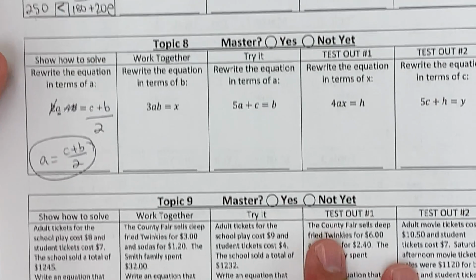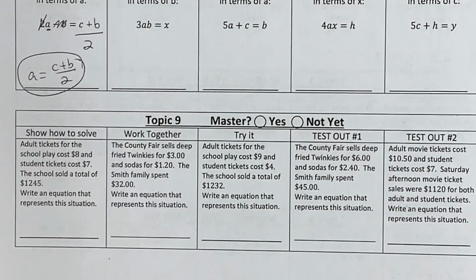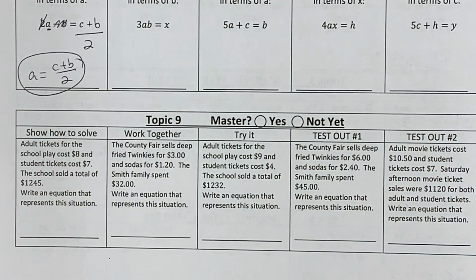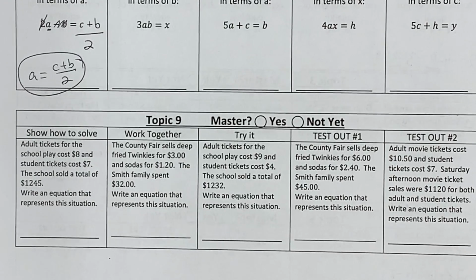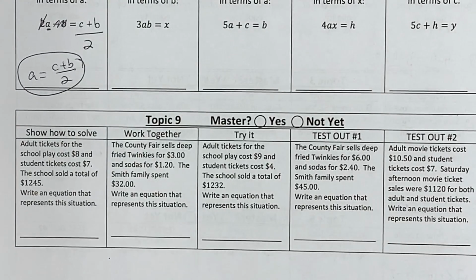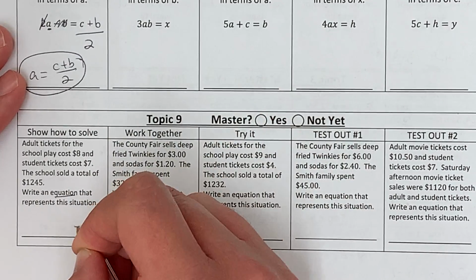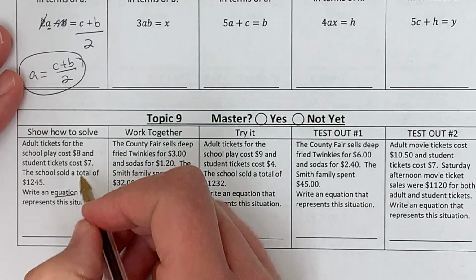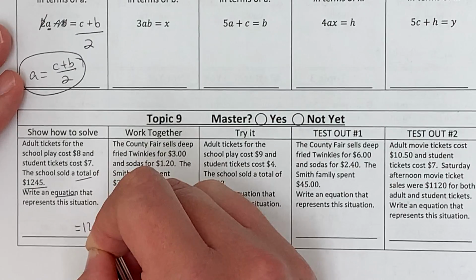All right, last one. Topic 9. All right, adult tickets for the school play cost $8 and student tickets cost $7. The school sold a total of $12.45. Write an equation that represents this situation. All right, so it's an equation. So I'm going to throw down my equal sign. It says a total of $12.45, right? So on that equal sign, I'm going to write $12.45.